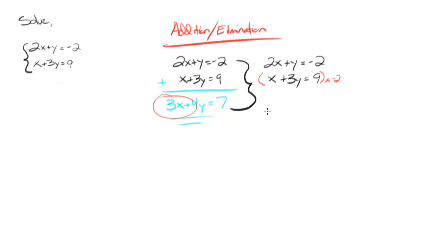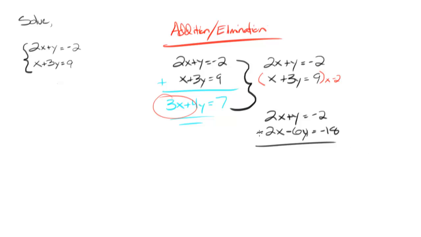I'm going to write that result here right underneath. So I got this 2x plus y equals negative 2. Now the second equation, everything's going to be multiplied by negative 2. I get negative 2x minus 6y equals negative 18. And again, I have exactly the same system. I've just made this second equation a little bit different by multiplying all the coefficients by negative 2.